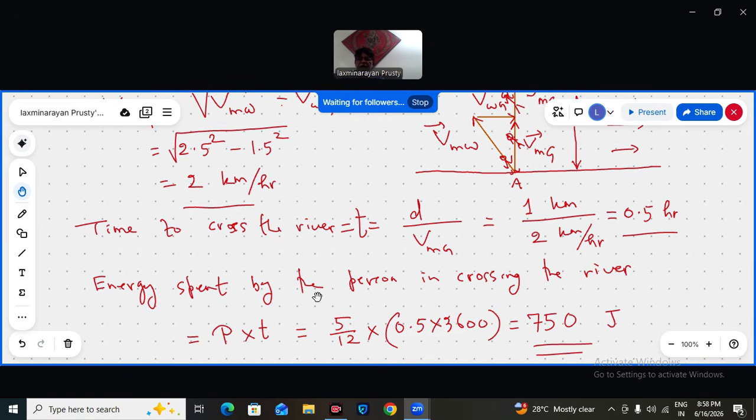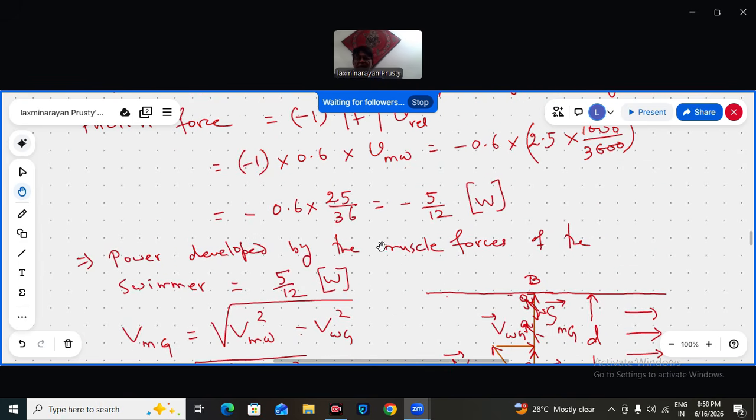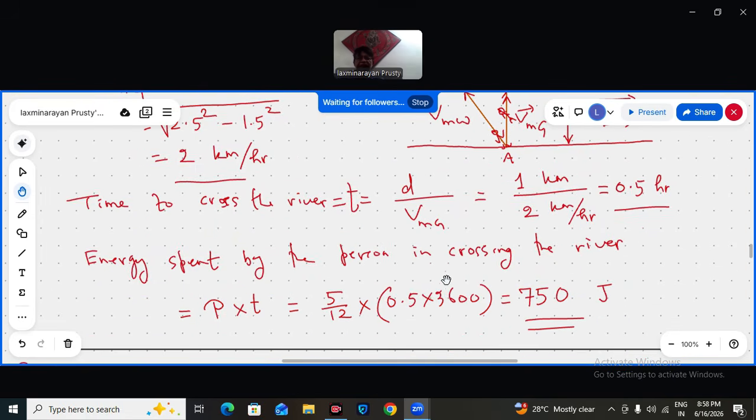So how much energy is spent by the person in crossing the river? What is the power developed by muscle force? 5 by 12 watt. And time taken is how much? Half an hour. So the total energy spent by the person in crossing the river will be power into time taken: 5 by 12 into 0.5 into 3600. So this is 1800. 5 by 12 into 1800 is 750 joules.